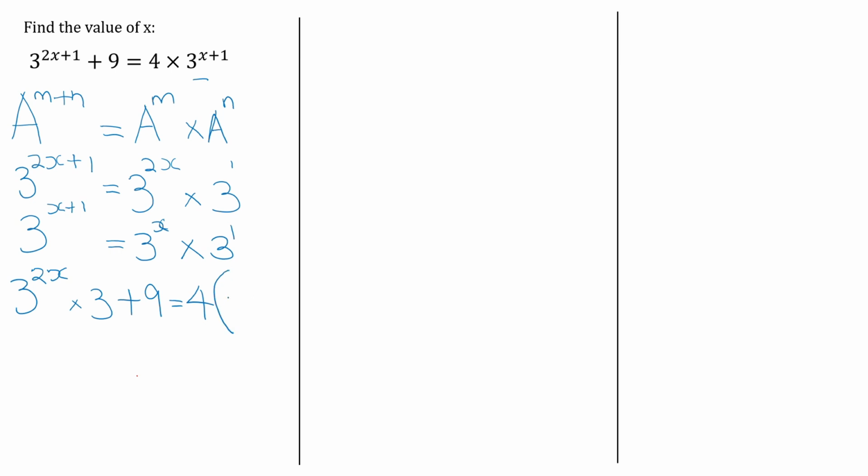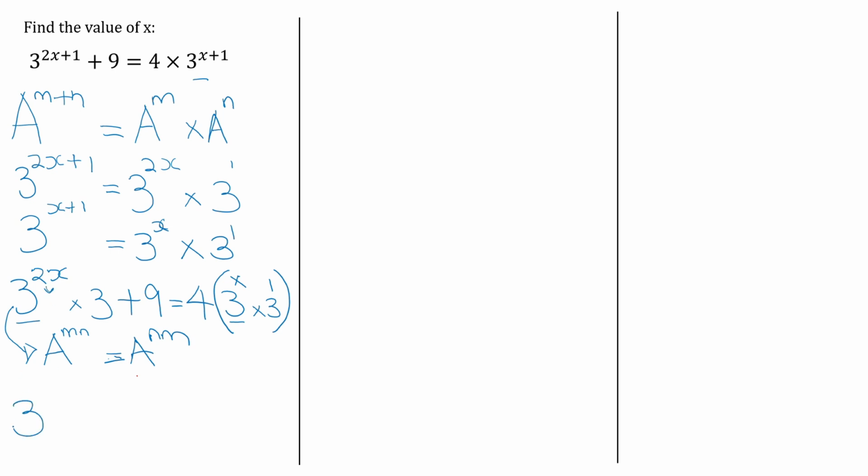Open the bracket. 3 to power x multiplied by 3 to power 1. Close the bracket. Proceed. You'll notice that you have 3 to power 2x here and 3 to power x here. So in this particular case, I want you to take note of the fact that a to power mn is the same as a to power nm. So we interchange these two.